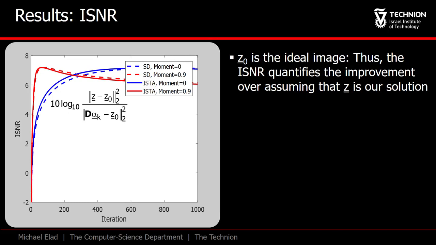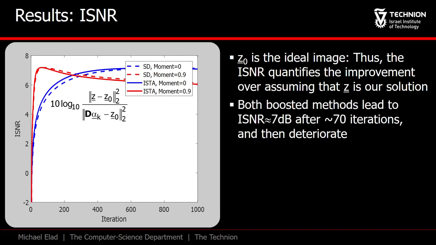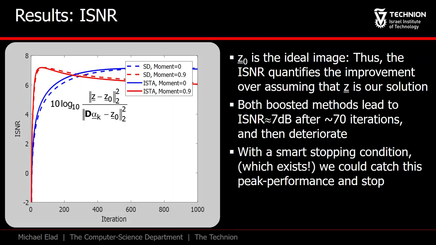Any value above 0 is an improvement over the given image, and as can be seen, we get an improvement of about 7 dB after about 60 to 70 iterations using the accelerated methods. However, if we proceed, this gain deteriorates. By the way, just in case you are wondering, there are automatic techniques to know when to stop in order to take the best possible result, and they perform rather well.